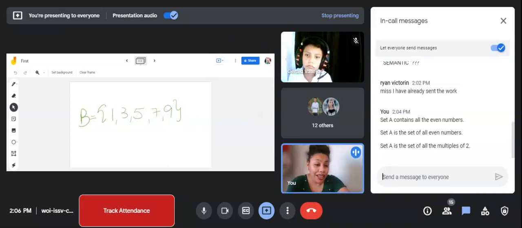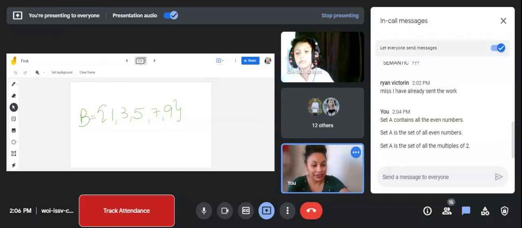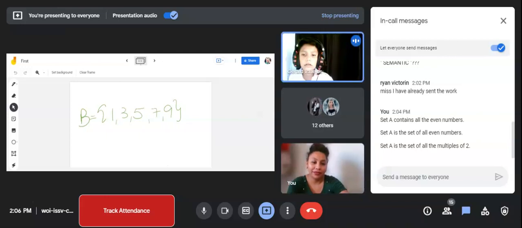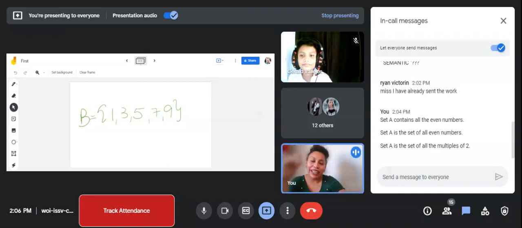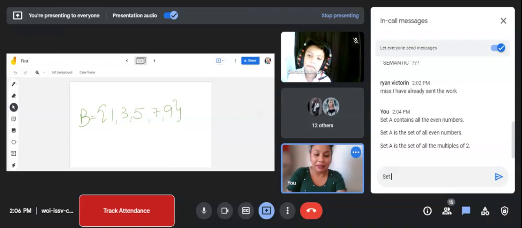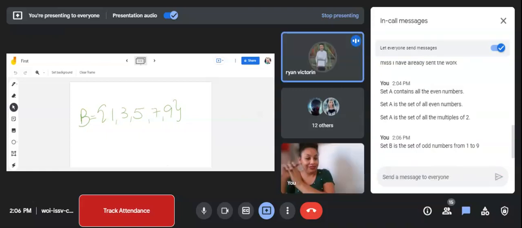But are they all the odd numbers? Is that set showing all of the odd numbers? It's only showing some of them, right? But which ones? From 1 to 9. From 1 to 9? Okay, so let's try that. Set B is the set of odd numbers from 1 to 9. Or prime number.